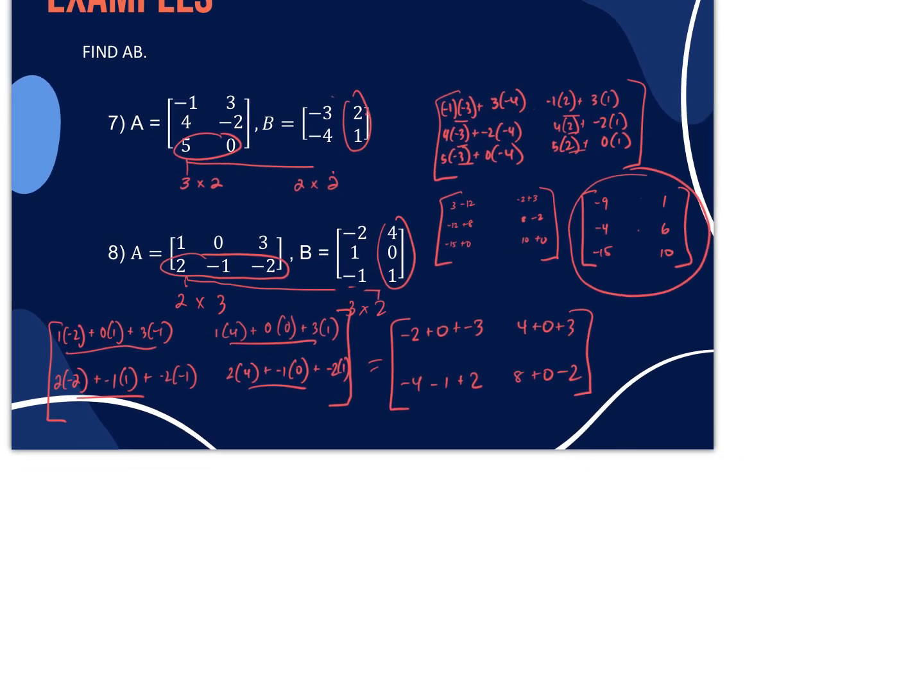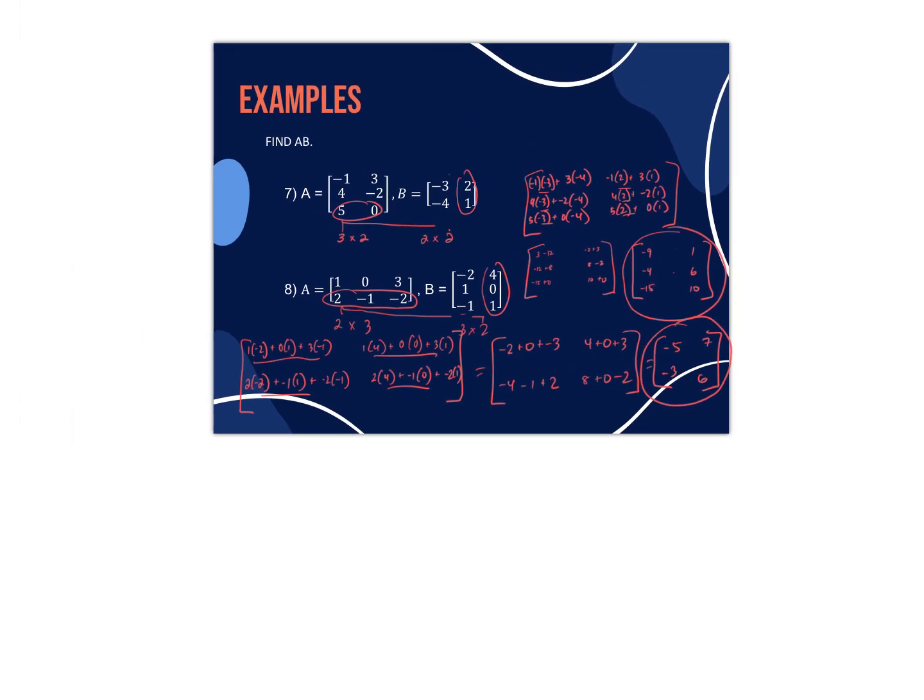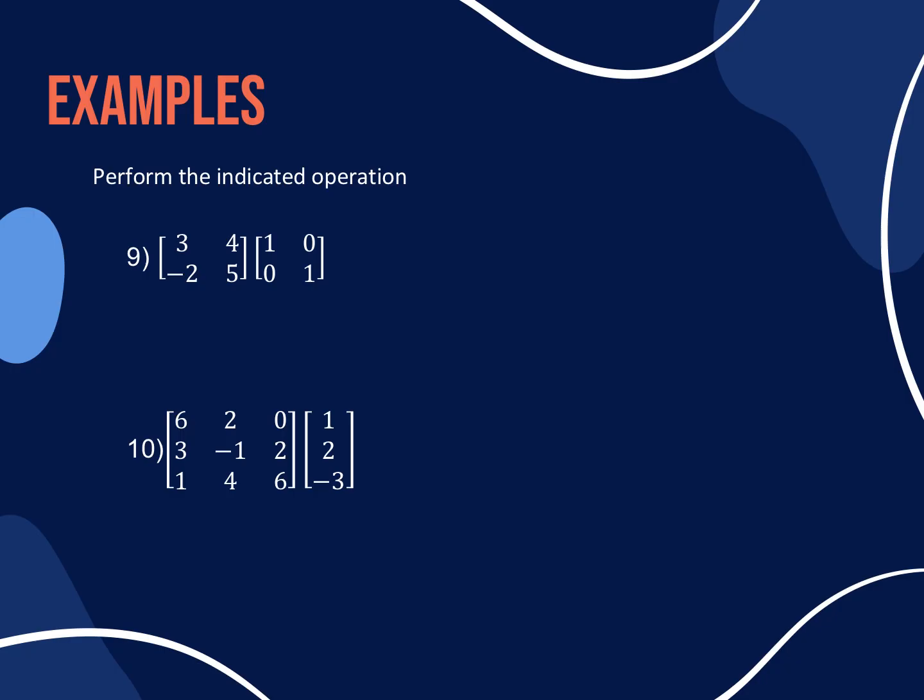And now all I have to do is do the answers, right? So -2 and -3 and 0 are -5. On the bottom left, -4 and -1 is -5, and 2 is -3. Top right is going to be 7, and bottom right is going to be 6. And so this is the product of those two matrices. The next one, whoops.